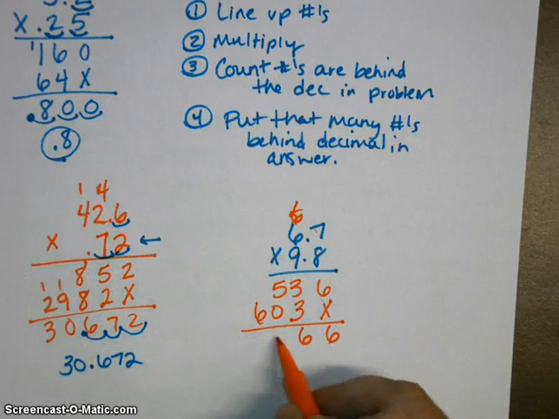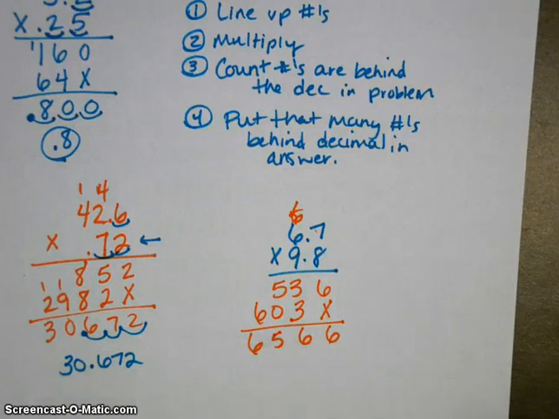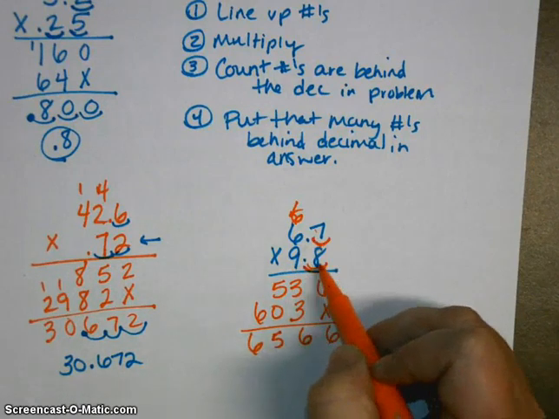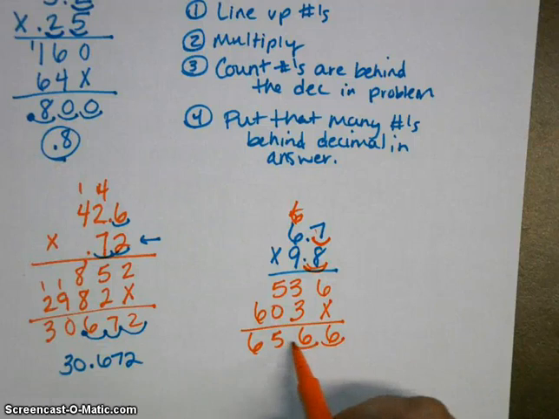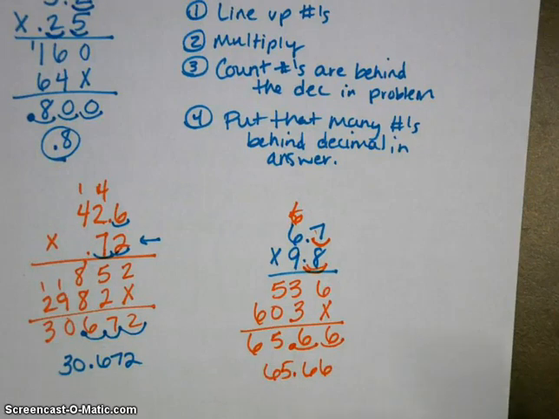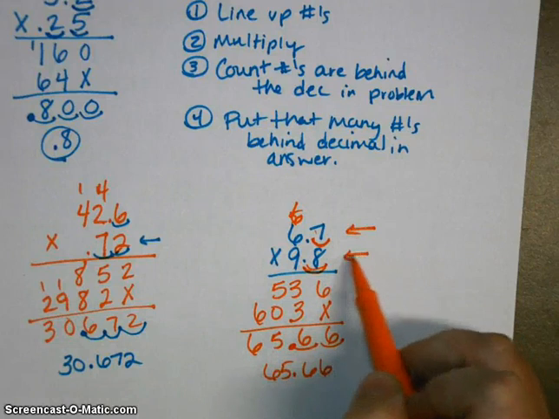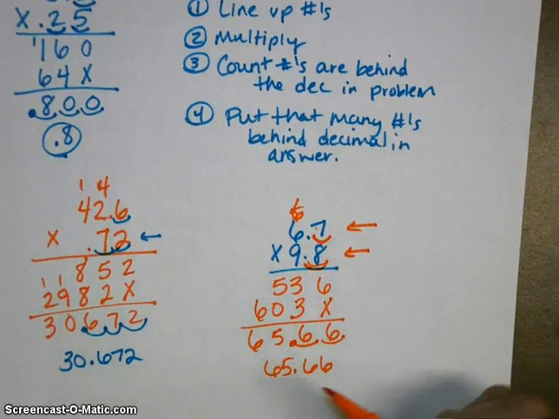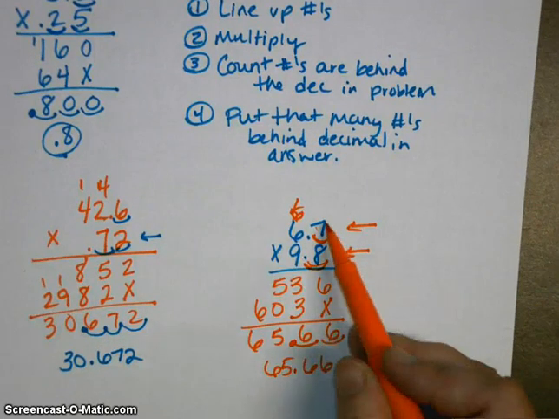Add them together. And then I have 2 numbers behind the decimal in the problem, so I'm going to have 2 numbers behind the decimal in the answer. So I have 65.66. Notice both numbers are above 1, so I knew that my answer was going to be larger than what I started with.